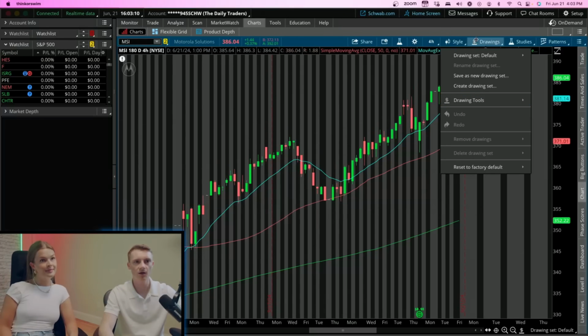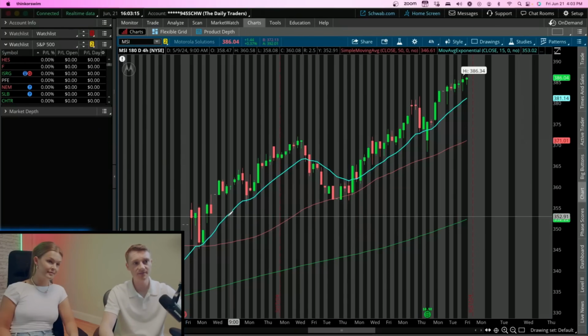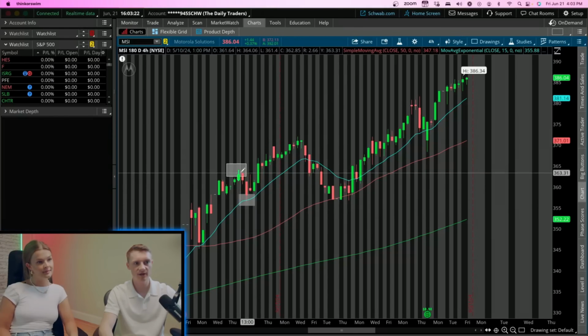So this is obviously looking back at the past, but ultimately how we would have traded this chart would have been: here's an all-time high. This is where we get in. This is where we get out and take profit. Okay, all-time high. This is where we get in. And then let's say this is where we get out. We could have played that entire move.